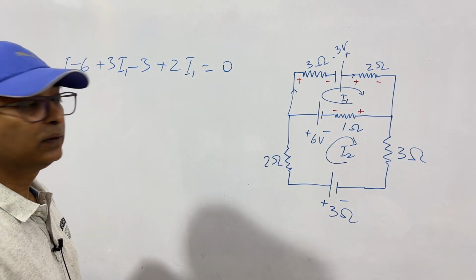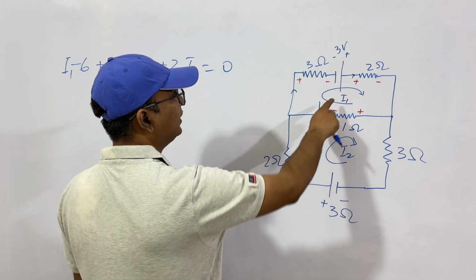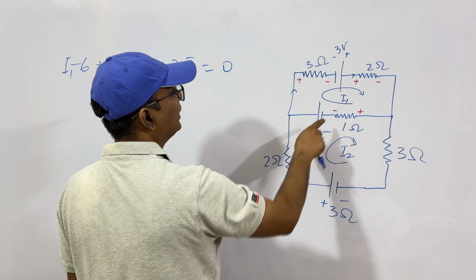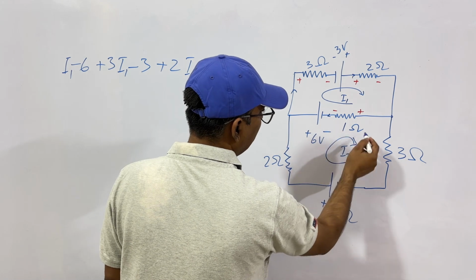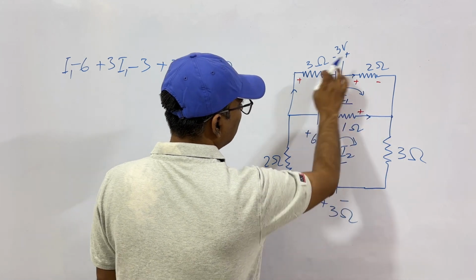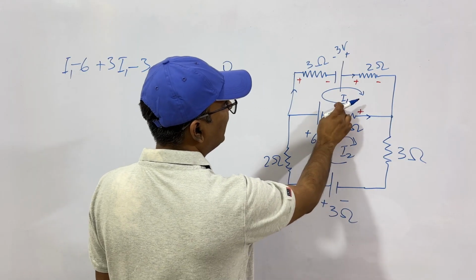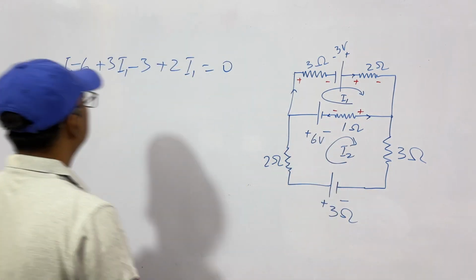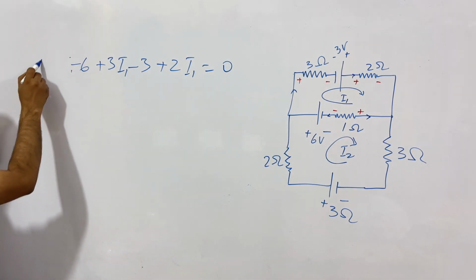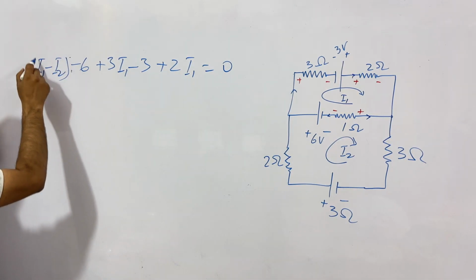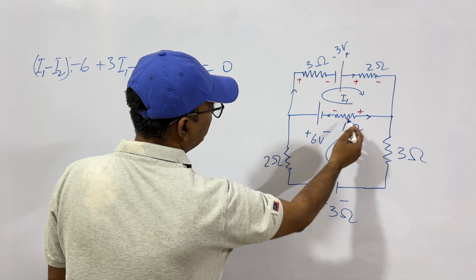Is this correct? No. Why? When this branch was not there, the current was I only, so we took I into 1. But now we have I1 in this direction. See, I1 is in this direction and I2 is in this direction. So when you take this direction of flow, the current in this 1 ohm resistance will be I1 minus I2, not I1. In place of this, you'll have to write I1 minus I2 into 1. Clear?